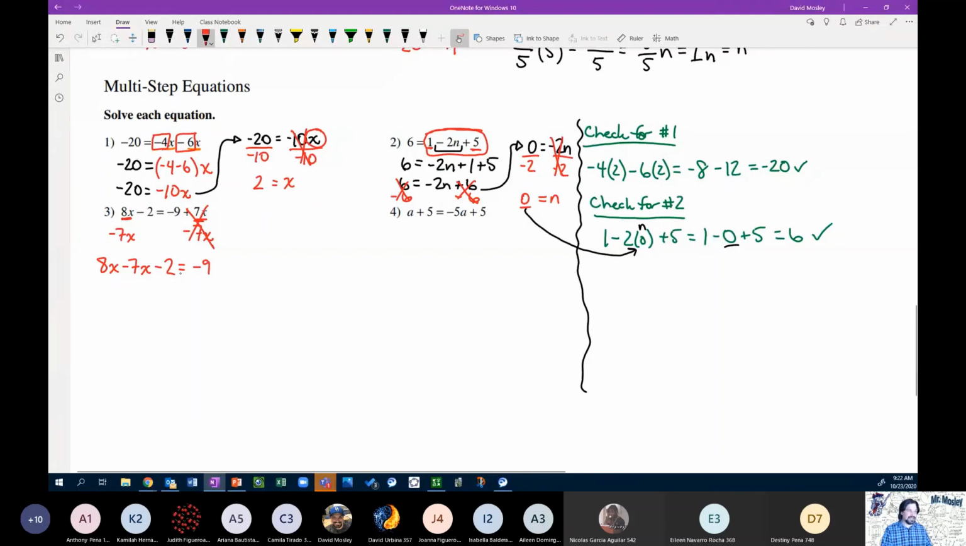I'm now going to get the numbers all on the right-hand side. So I'm going to take this negative 2, or the minus 2, and add 2 to the left-hand side, add 2 to the right-hand side. The number that was on the left-hand side is now canceled. And I'm just left with 8x minus 7x equals negative 9 plus 2, negative 7.